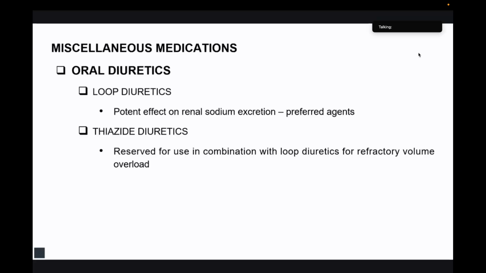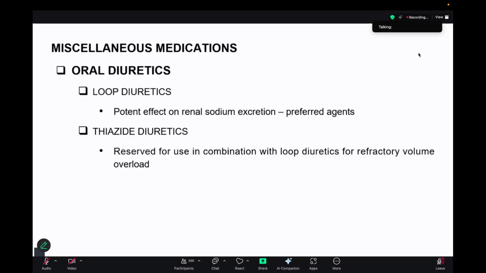So we can give them loop diuretics, which have a potent effect on renal sodium excretion. Loop diuretics are actually the preferred diuretic agent, but we can also give thiazide diuretics, which are reserved for use in combination with loop diuretics if patients have refractory volume overload.